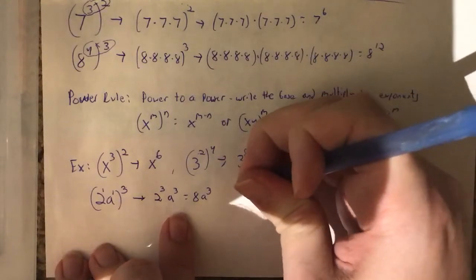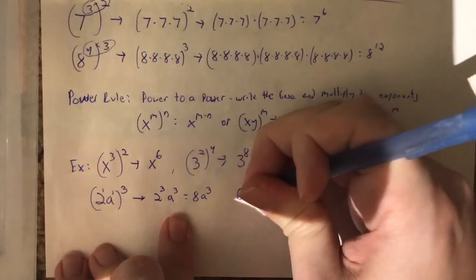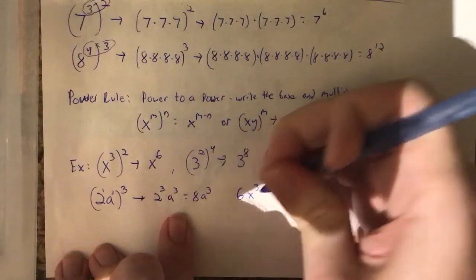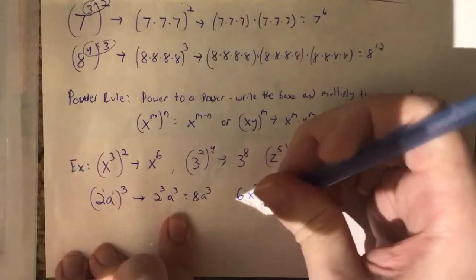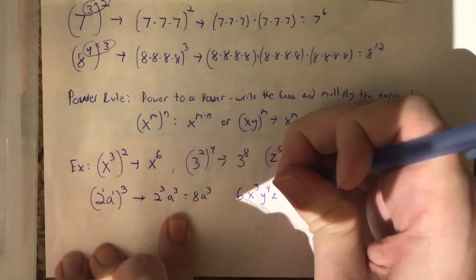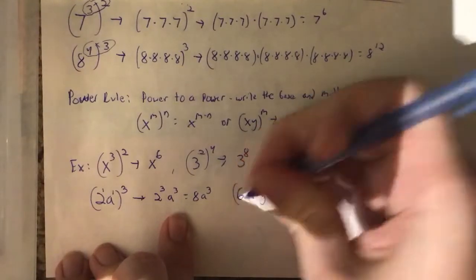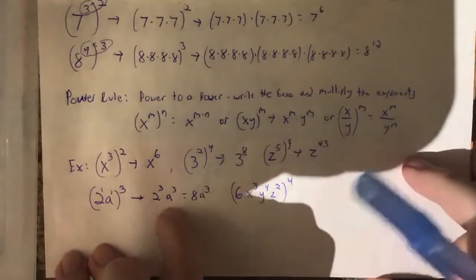Let's do 6x cubed y to the 4th, z to the 2nd, and let's raise it to the 4th power.